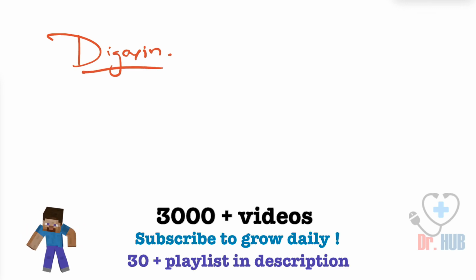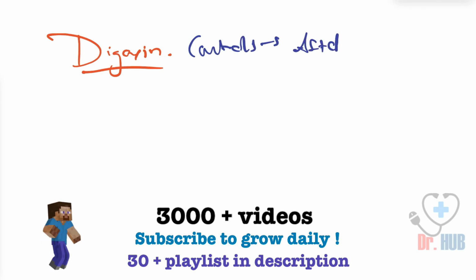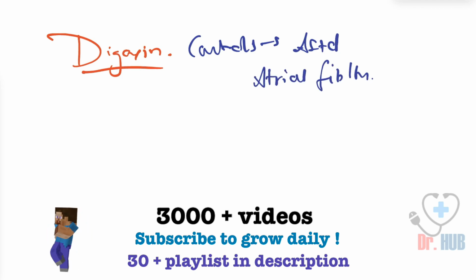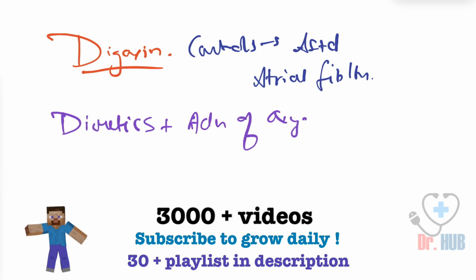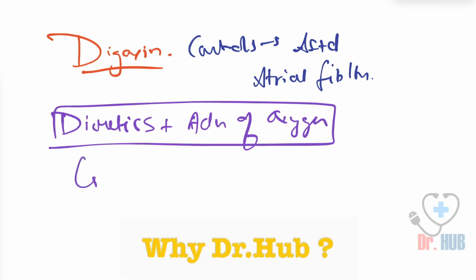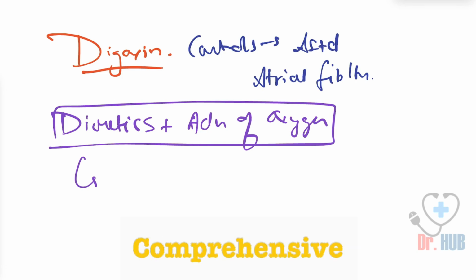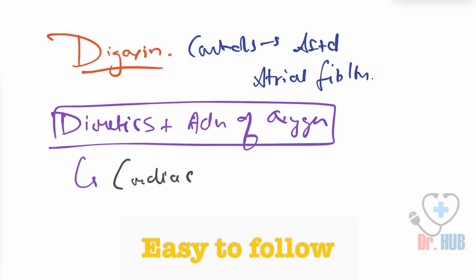Then we move on to the digoxin. What is the digoxin related to? It controls the associated atrial fibrillation. Next, we move on to the diuretics and the administration of oxygen. What does this relate to? Here the effect is that it manages the cardiac failure. That's why you give the diuretics. Cardiac failure.